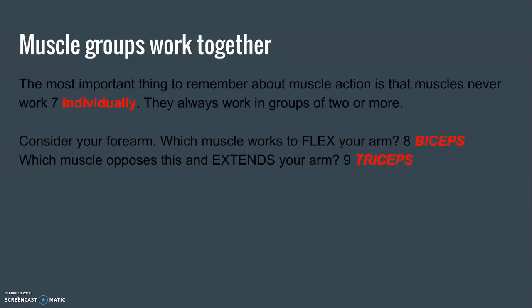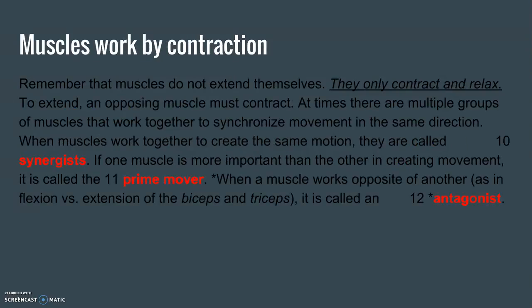The most important thing to remember about muscle action is that muscles never work individually. They always work in groups of two or more. Consider your forearm. Which muscle works to flex your arm? It's the biceps. So then which muscle opposes this action and extends the arm? That would be your triceps muscle. Remember that muscles don't extend themselves. They only contract and relax. To extend, an opposing muscle has to contract.